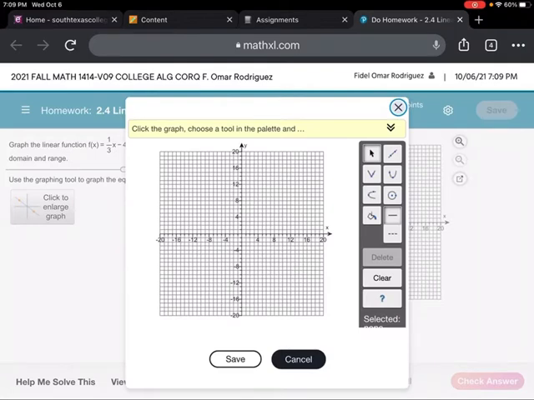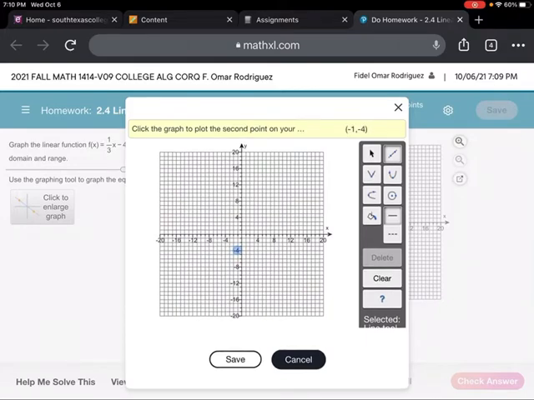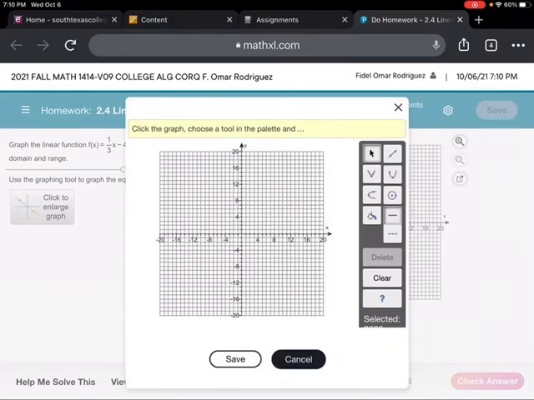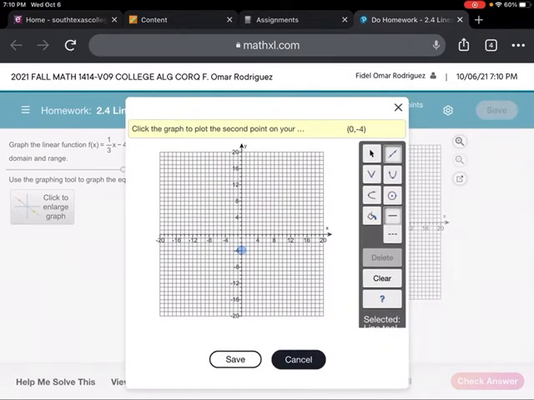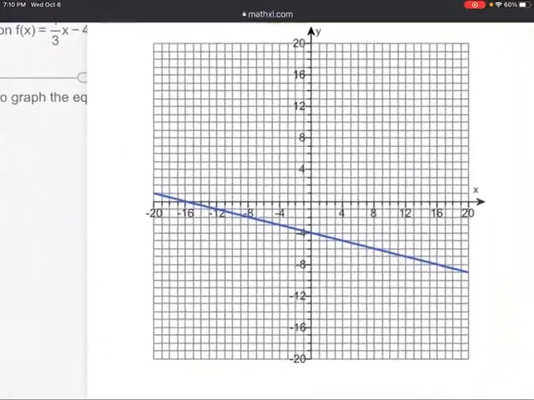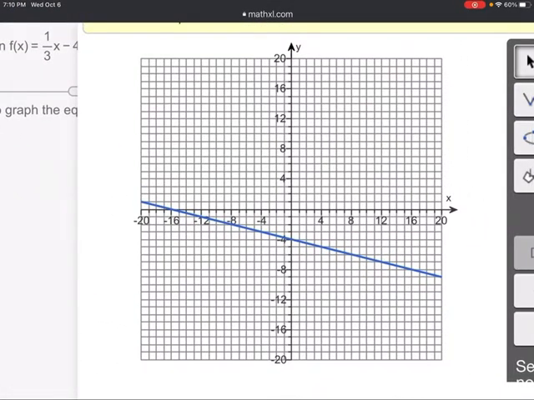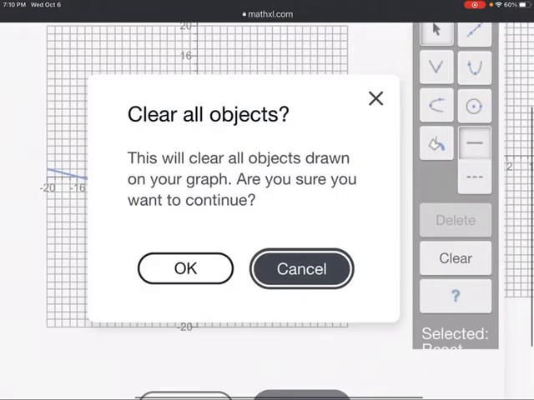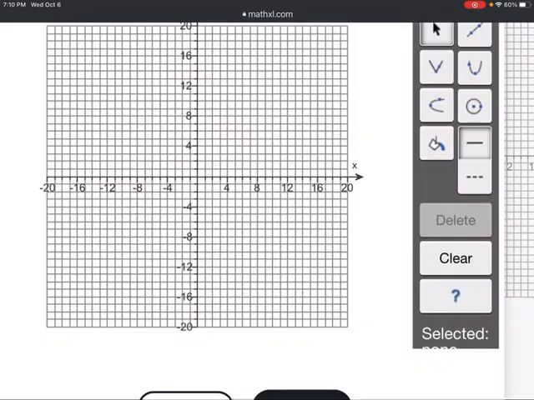Let's see. Okay, so I want to get my line feature going. And our line was at -4, so I told you all right there. Oops, maybe not that one. Let me clear that. Okay, let me try it again at -4. Right there. There we go. My slope is 1 over 3. So I probably need to clear this again. Sorry about that, y'all. Okay, let me try this again.